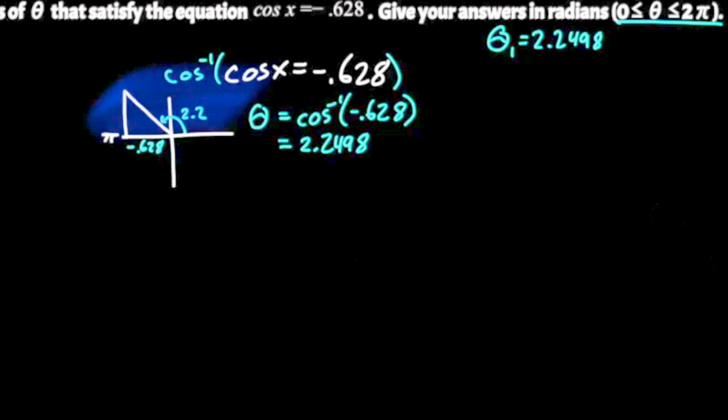Now that answer was given because it's in the arc cosine range, and that's what the calculator is using. But I know that there's an angle down here that also has a cosine value of negative 0.628. So if you notice that up here, this angle, this obtuse angle was 2.2 radians.